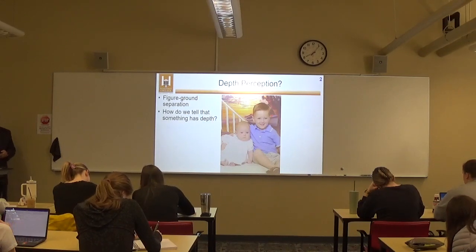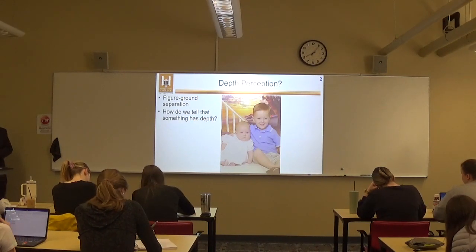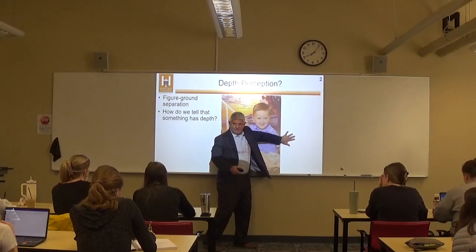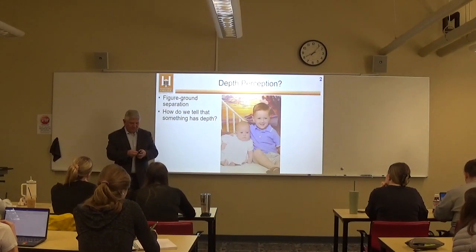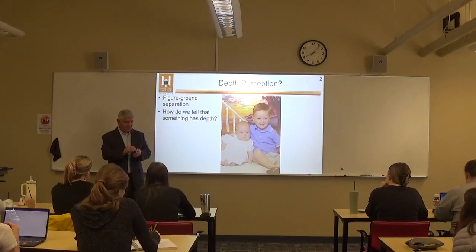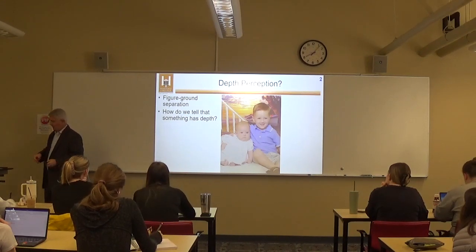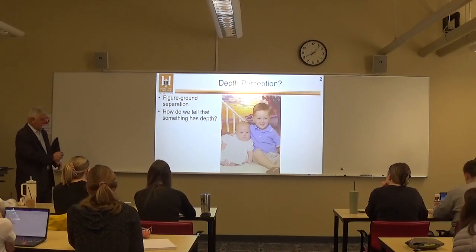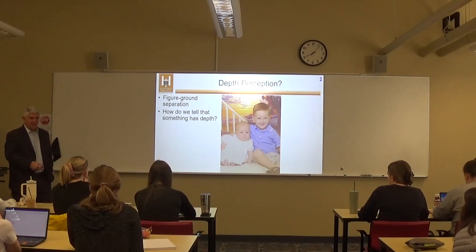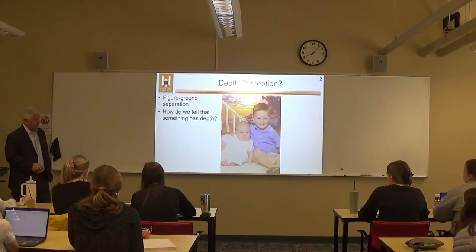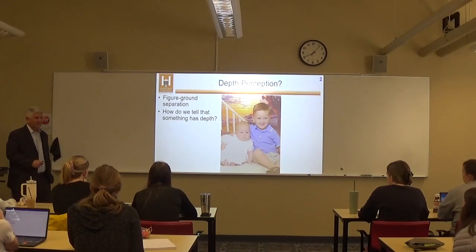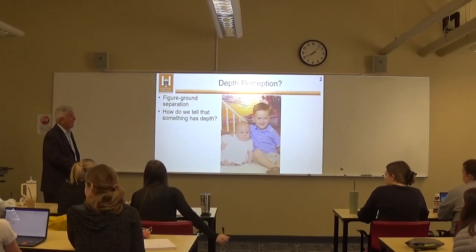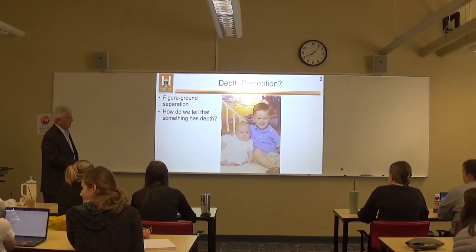All right, how do we tell that something has depth? How are you perceiving that there's depth in this image? Because it's flat, but you perceive there's depth. Why? What's in the forefront of the picture? What's closest to you? Kids, right? And my daughter, is she in front or behind my son? Why? Because of what we call occlusion. She's covering up some of that.